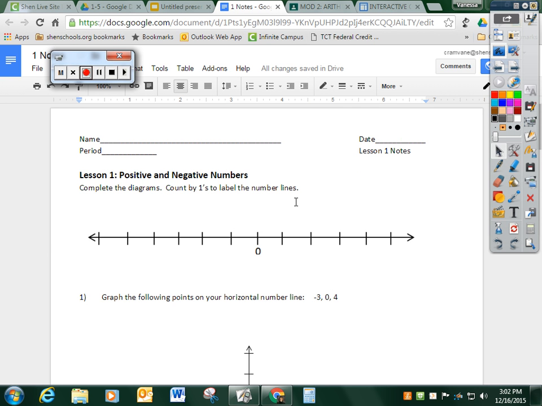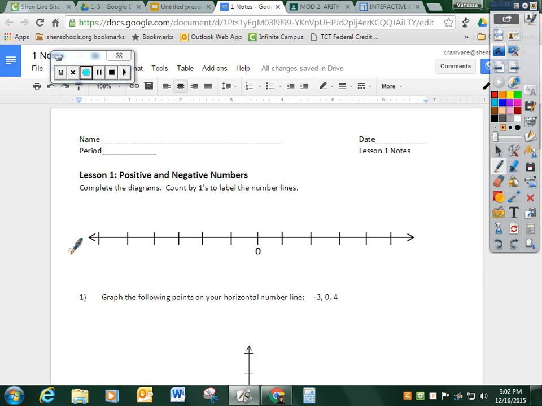In today's lesson, you will be doing Lesson 1, Positive and Negative Numbers. Please complete the diagrams. Count by ones to label the number line. So what I'd love you to do is pause this Educanon video and try to label this horizontal number line by yourself. And I hope you have a pencil just in case you're wrong.